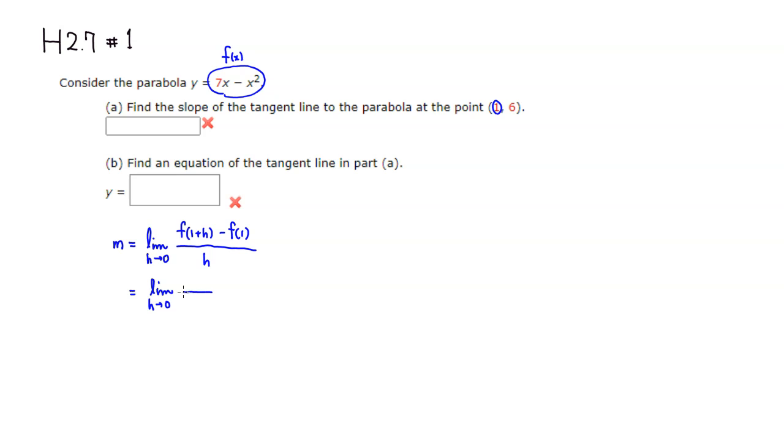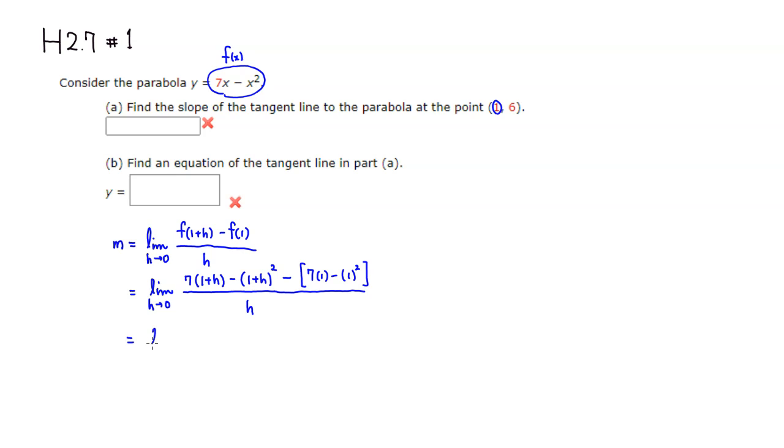For f of 1 plus h, every time you see x in the formula, we put the quantity 1 plus h. So you have 7 times 1 plus h, minus 1 plus h squared. Then we subtract f of 1, so I'll put it in a bracket: every time you see x, we put 1, so 7 times 1 minus 1 squared. And then all over h.